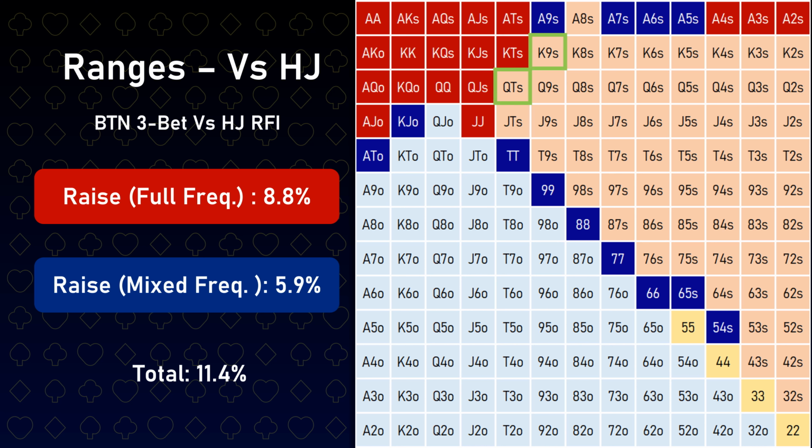It's worth noting that queen-10 and king-9 suited are no longer included in the 3-betting range. This adjustment aligns with the metagame strategy we discussed earlier, helping to protect the button's 3-bet range from vulnerability to 4-bet squeezes by out-of-position players.